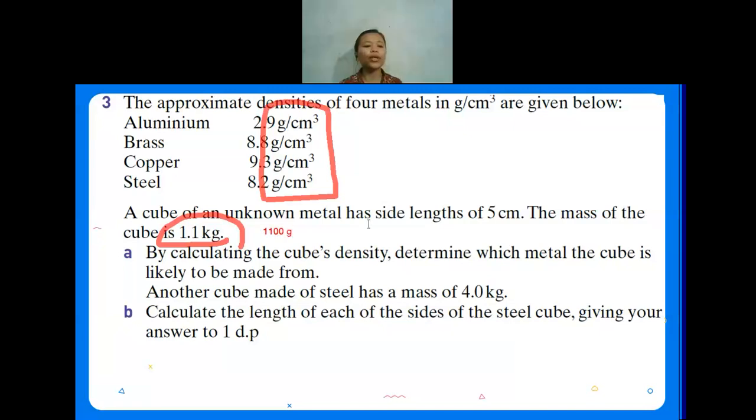And then for the volume, anyone want to help me find the volume? Mass by density? No, we still don't know what metal it is. That's why we cannot find the volume by using the formula from density. But you need to read the question properly. A cube of an unknown metal has a side length of 5 centimeter. From that sentence, can we find the volume? Yes, because it already says the cube has a side length of 5 centimeter. So we can find the volume from here.